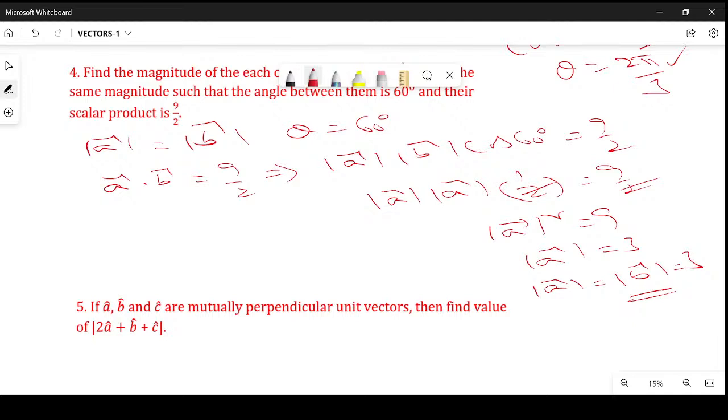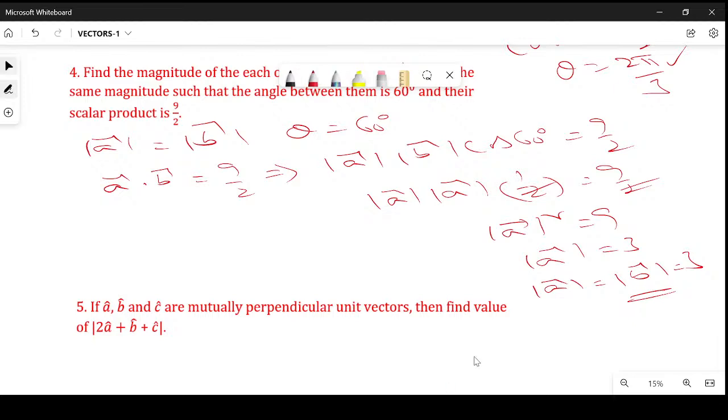Now I think I explained 4 problems. Is it clear? Do you still have any doubt? Let me know, I can explain. Now coming to the 5th problem. Simple problems but important problems.